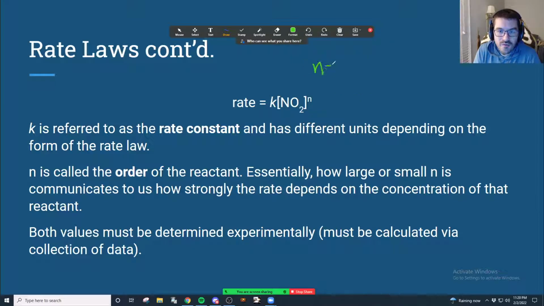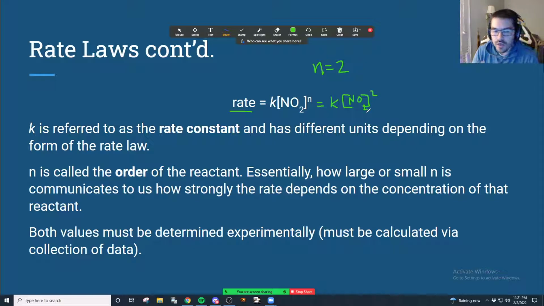Then we also have a third possibility here, which is that n is equal to 2. This is called a second order reaction. The form of the rate law here would be, you guessed it, NO2 squared. What this means is that the rate of the reaction is strongly influenced by the concentration of the reactant.